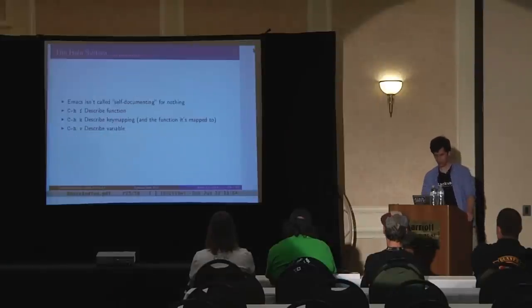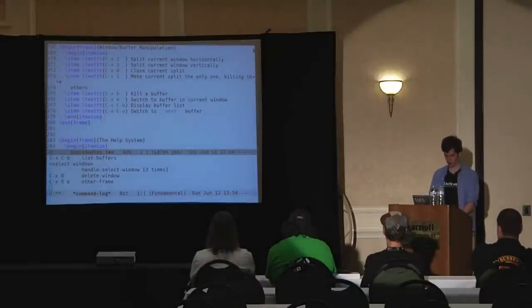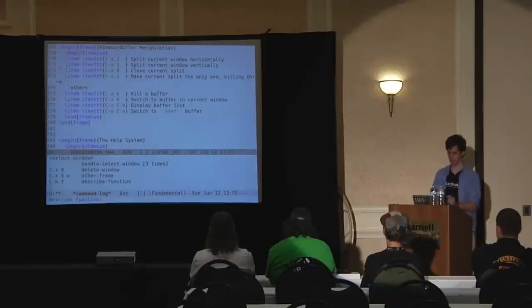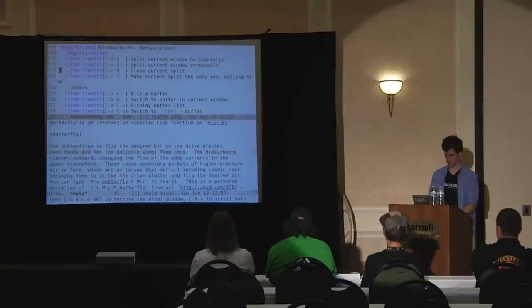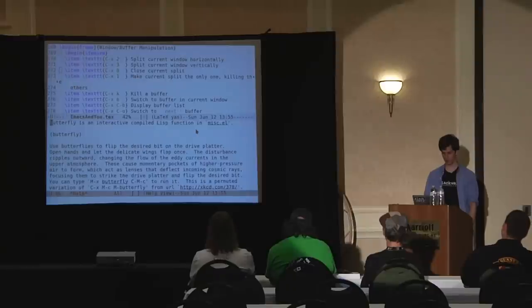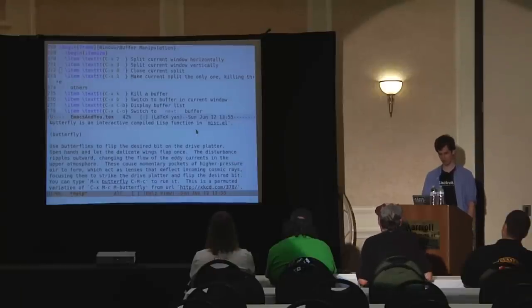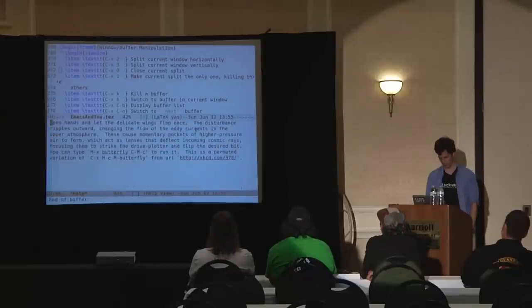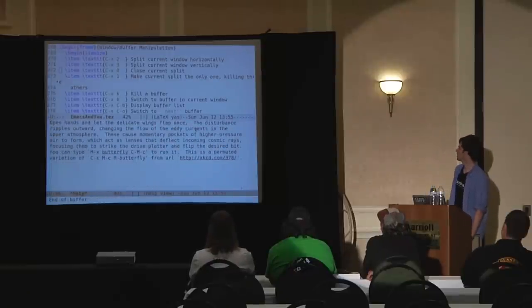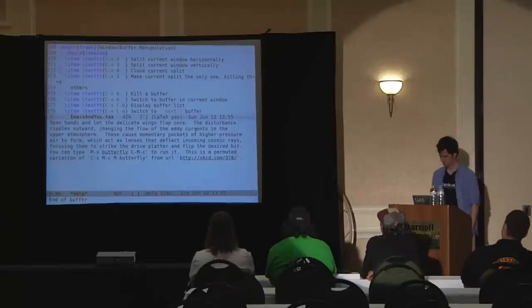Let's go back. The next thing you've got is the help system. Emacs is not called the self-documenting editor for nothing. So let's say I want to look up the documentation for the function butterfly. I would do Control H F, which is describe function, type in butterfly, and it will say that it will use a butterfly to flip a desired bit in the device platter. Open hands and let the delicate wings flap once. Surface level is hours changing the flow of the eddy currents in the upper atmosphere, causing momentary pockets of higher pressure air to form. Blah blah blah. Yeah, the Emacs devs had some fun with that and used it again.